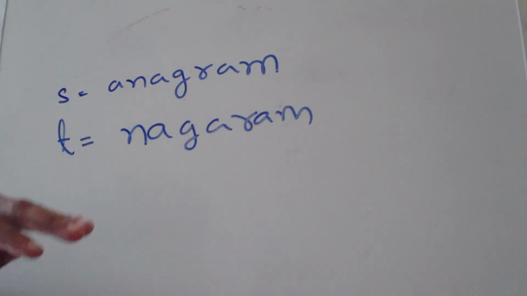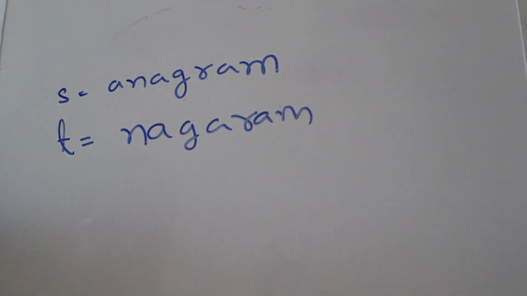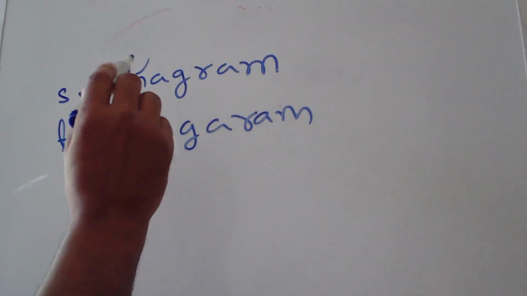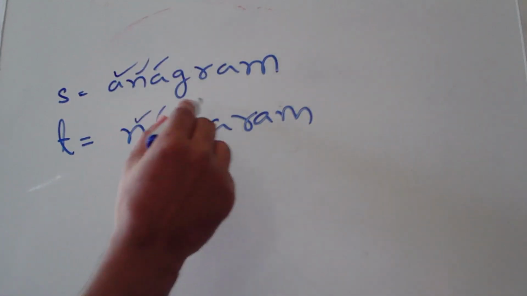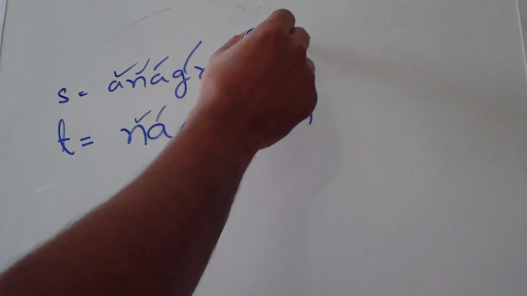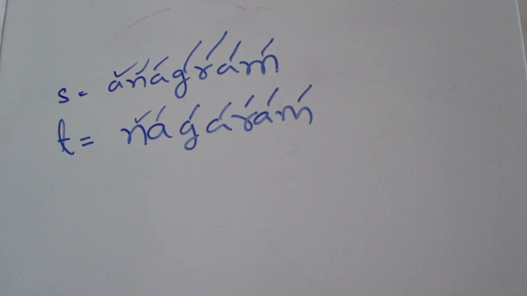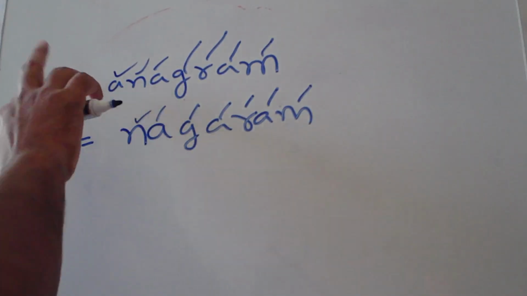The word order can be mismatched, but you can form t using every character of s, and the occurrence also remains the same. For example, n, one occurrence, a, three occurrences, sorry, g, one occurrence, m, one occurrence, r, one. So the length is the same, and the number of occurrences of characters in both strings are also the same. So these two strings are anagrams.